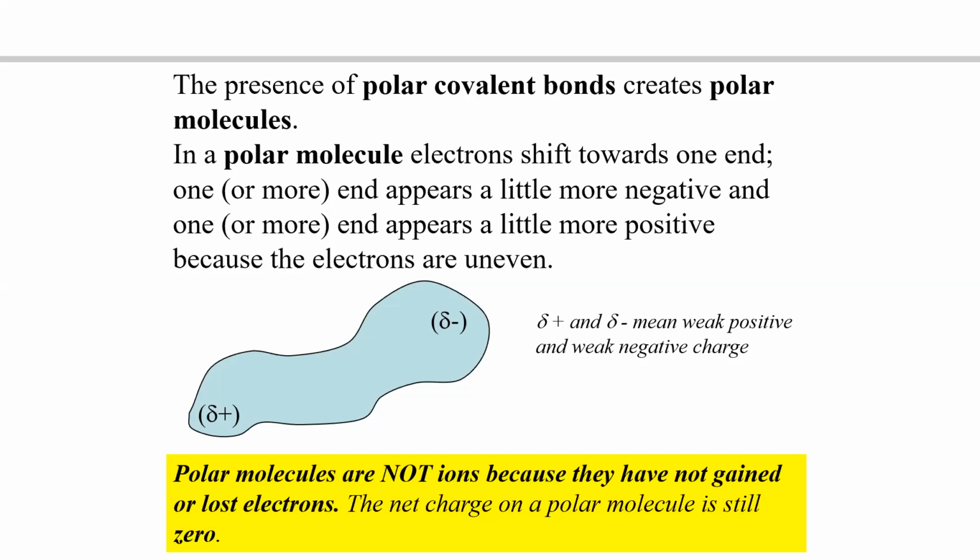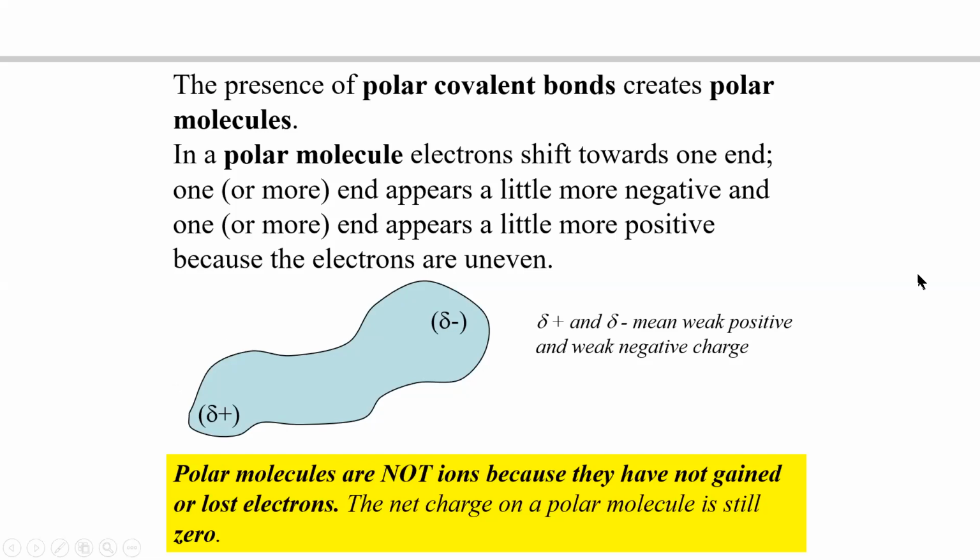Okay, notice I haven't lost or gained any bricks. They've just shifted to one side. That's what happens in a polar molecule. You don't lose or gain electrons to become an ion. They just shift to one end, but that gives that end a little more negative charge, and the opposite end is going to have a little more positive charge.